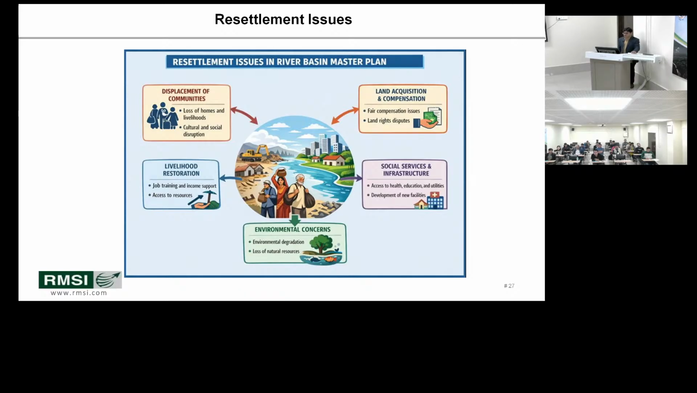Then resettlement issues in the river master plan. You are aware of these things; you might have come across these issues in your river basins, in your work. Displacement of the communities, then land acquisition and compensation. These are the procedures I have explained while estimating the losses, how to calculate the cost of the building if the owner is residing in this area. Then livelihood restoration: job, training, income, social services, infrastructure access. If there is a flood, then these services get disturbed, like health services, education services, utilities. You may not have power for a few days.